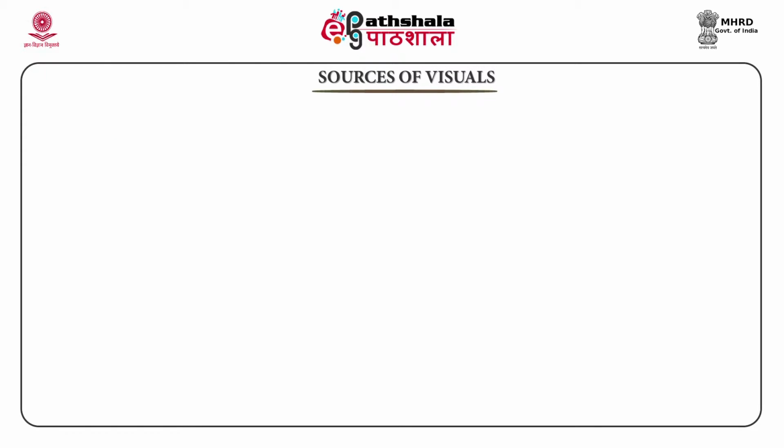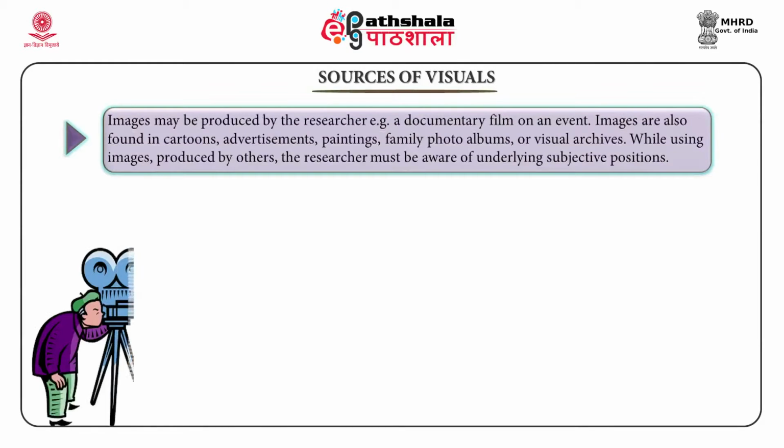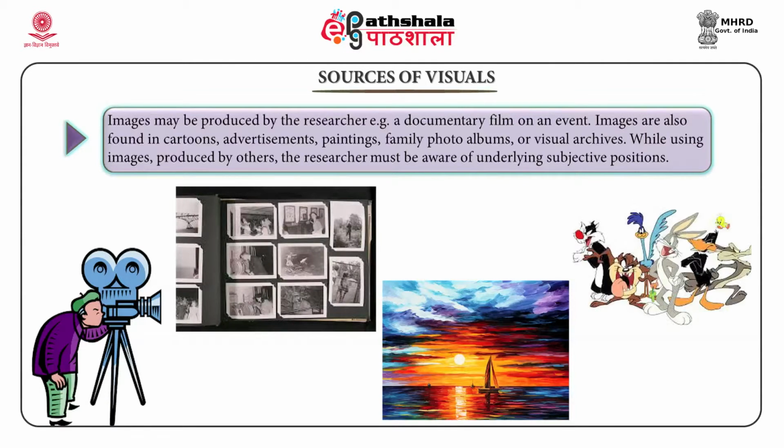Now, the sources of visuals. Images may be produced by the researcher, for example a documentary film on an event. Images are also found in cartoons, advertisements, paintings, family photo albums or visual archives. While using images produced by others, the researcher must be aware of underlying subjective positions.